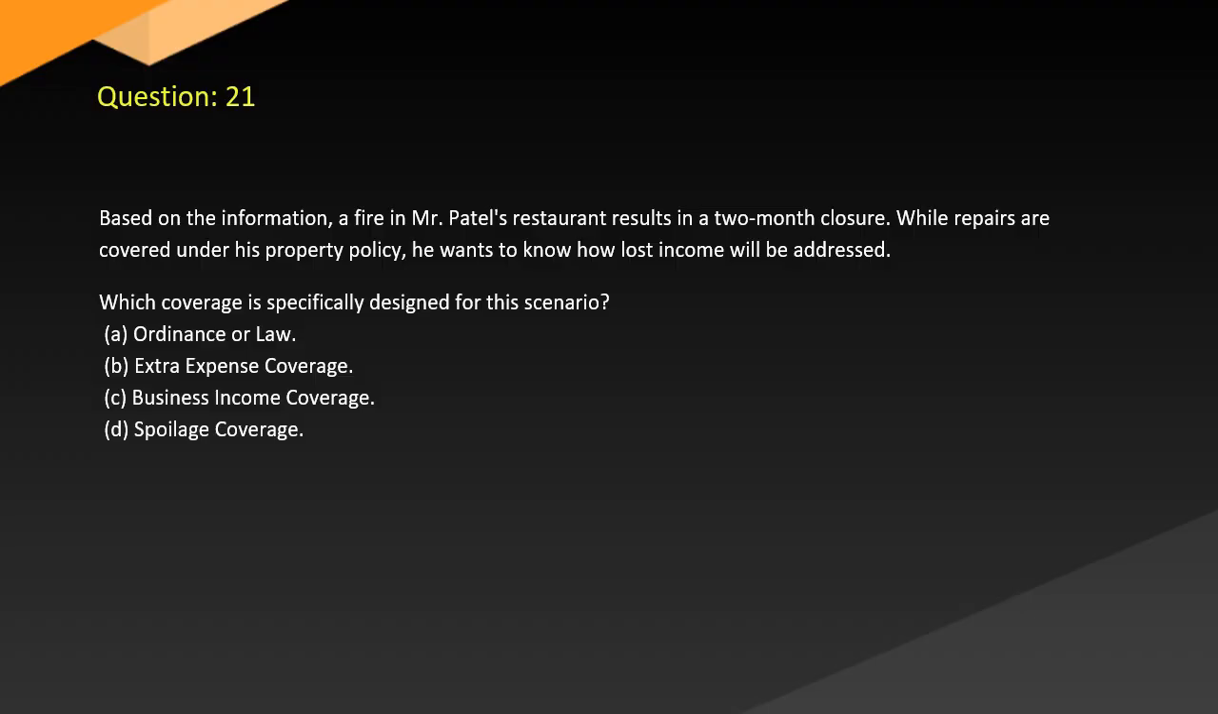Question 21. Based on the information, a fire in Mr. Patel's restaurant results in a 2-month closure while repairs are covered under his property policy. He wants to know how lost income will be addressed. Which coverage is specifically designed for this scenario? A. Ordinance or law. B. Extra expense coverage. C. Business income coverage. D. Spoilage coverage.